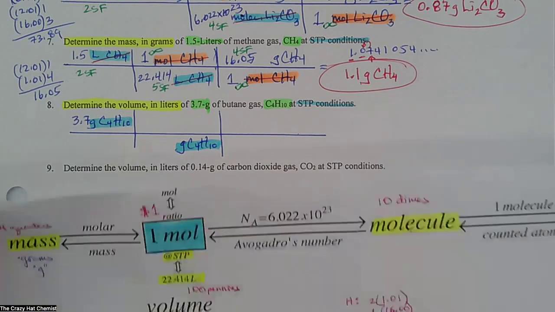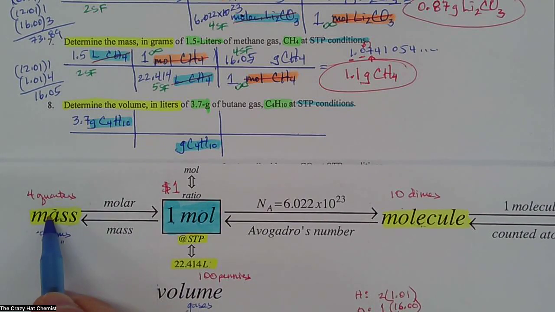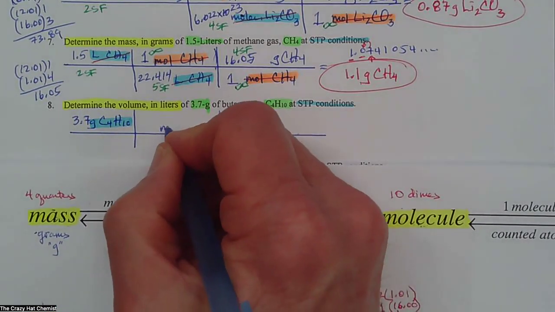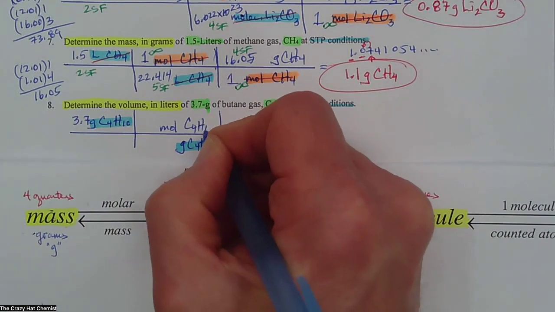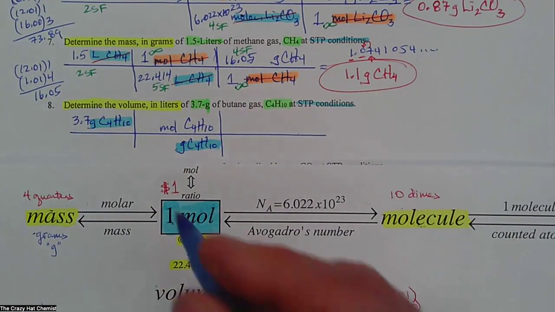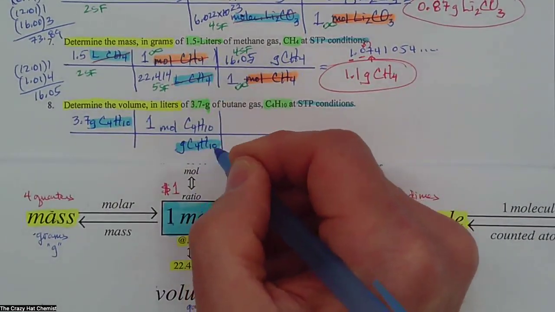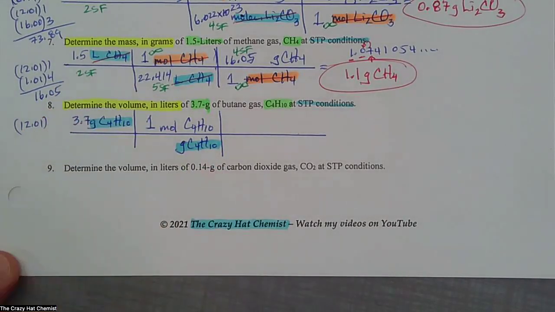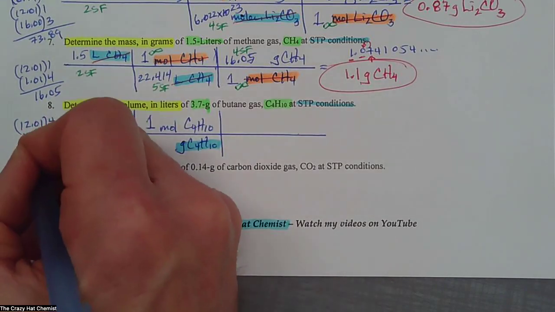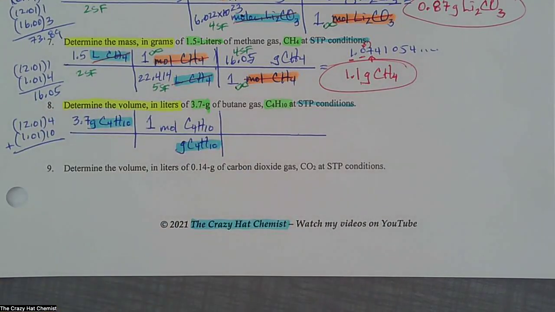Okay, I have grams, which is a mass. I want to go to liters. So from mass, I'm going to go to moles. That tells me that the units in the numerator are going to be moles. And then I've got C4H10 right there in the numerator. And what's the number in front of the mole? That is a big fat 1. Now I'm going to calculate the molar mass of C4H10. I've got 12.01 for the carbon. There's 4 of those, and 1.01 for the hydrogen, and there's 10 of those. I'm going to add those up. That's right. Here we go.